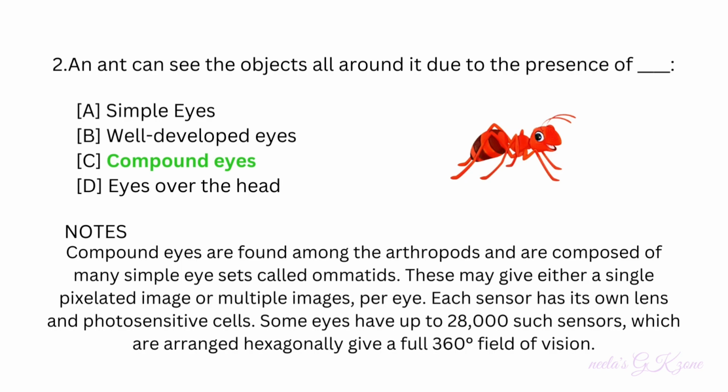Each sensor has its own lens and photosensitive cells. Some eyes have up to 28,000 such sensors. Such sensors are arranged hexagonally and give a 360-degree field of vision.